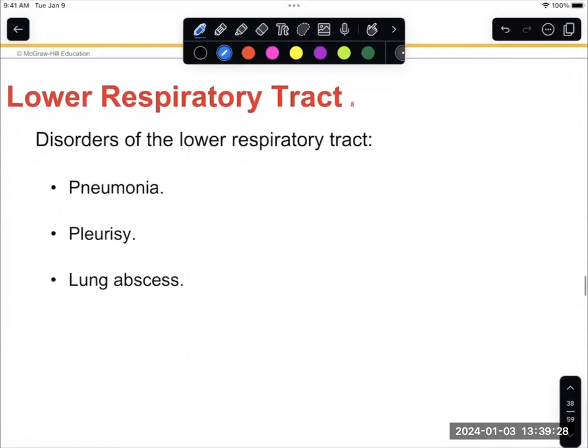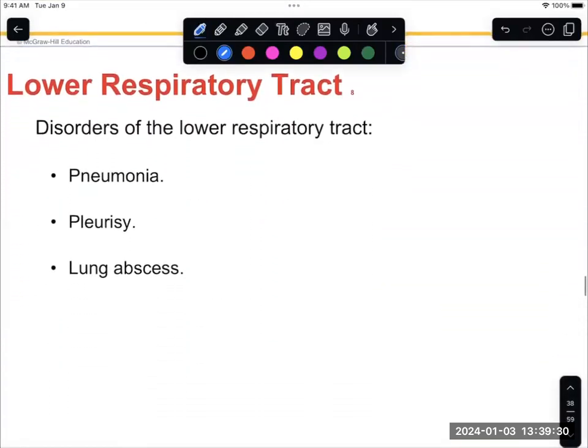Pneumonia. Pneumonia is an acute infection of those alveoli in the lung parenchyma. It can be viral or it can be bacterial. We can have lobar pneumonia, which means it's only in one specific lobe. Bronchopneumonia is an infection of the bronchioles that spreads to the alveoli.